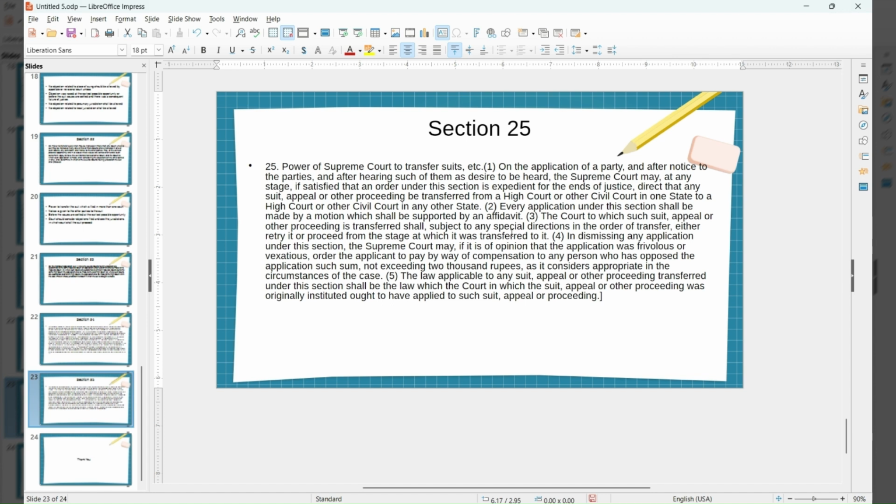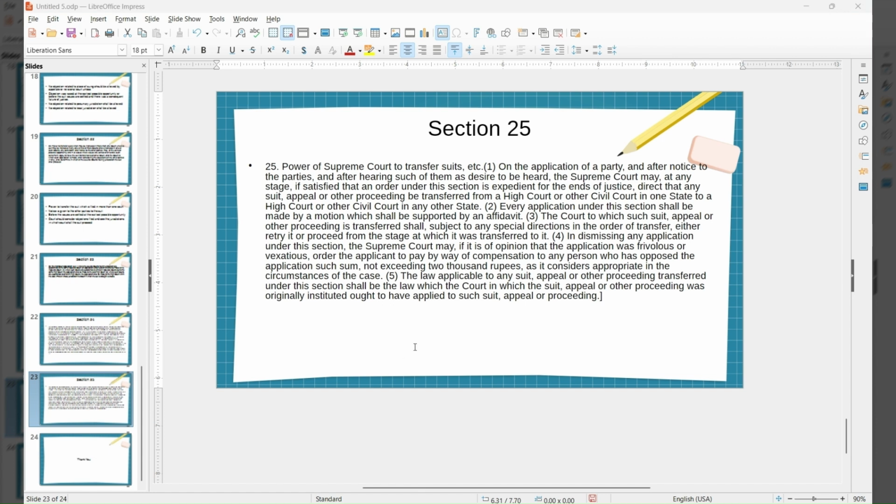The law applicable to any suit, appeal, or other proceeding transferred under this section shall be the law which the court in which the suit, appeal, or proceeding was originally instituted ought to have applied to such suit, appeal, or proceeding. Let me tell you what exactly section 25 is: a power of the Supreme Court.